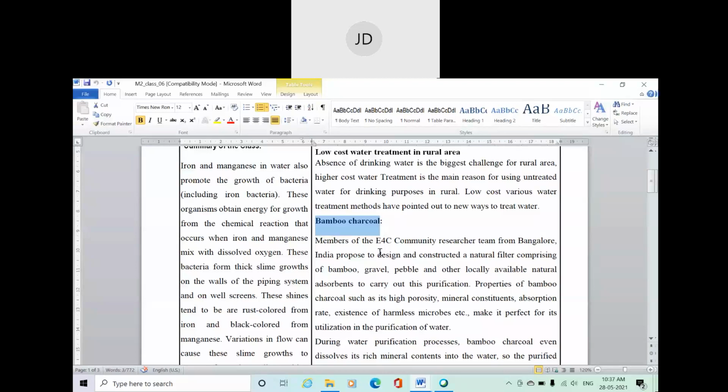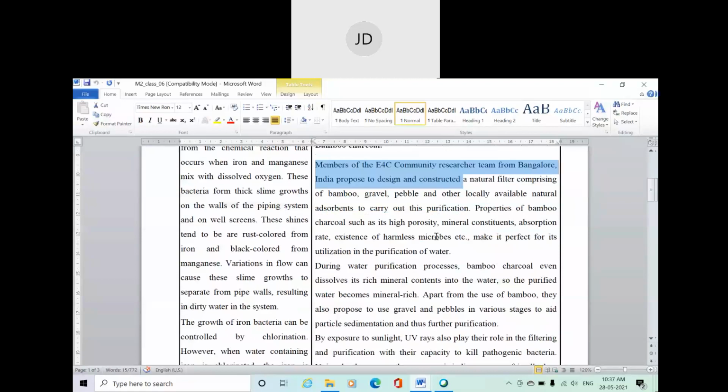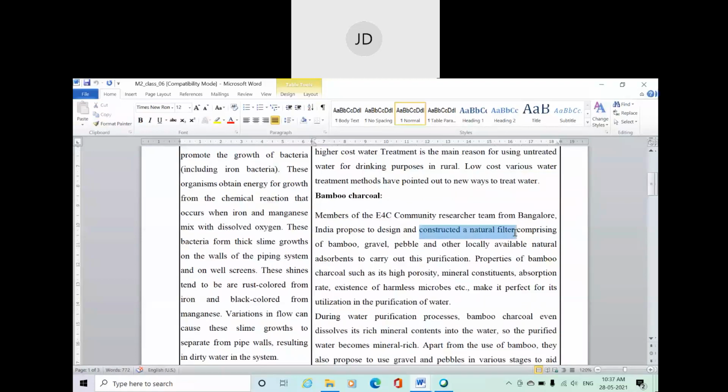Basically this research started from Bangalore. If you go through the research, you will find it. It is not that important, but I'm giving it for your information. They created an innovation, a new filter containing bamboo charcoal, then gravel and pebble. You know what a pebble is? Basically a pebble is a riverbed stone. And other locally available natural absorbents are used to carry out purification.